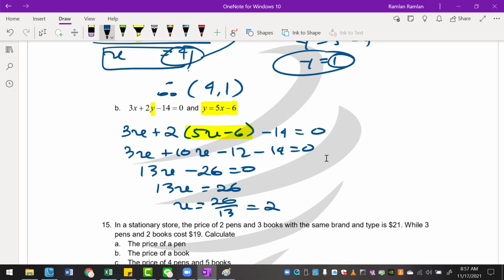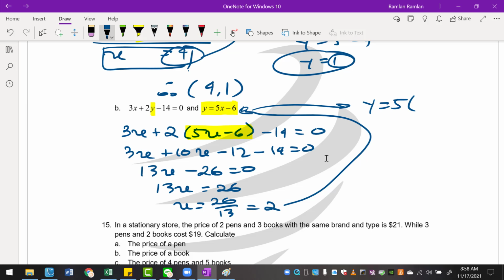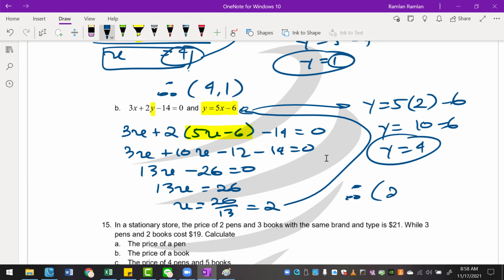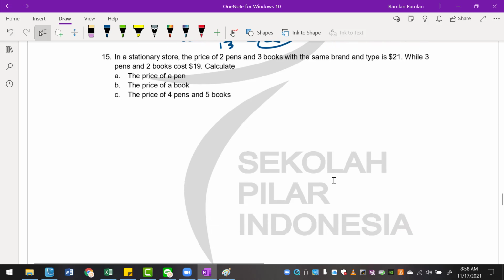Okay, and then the same thing, if I get the value of x, to find the value of y it's just substituting into one of the equations. You can use this one, and you can also use this one, right? So find the easiest one. I think this one is quite easy because you only need to put the x there, and then you go straight to y. So if I use that, I will get y equals 5 times 2, because I know that the value of x is 2, and then minus 6, so y equals 10 minus 6, and y equals 4. Okay, so we have a conclusion that the solution is 2, 4. Okay, next, number 15.